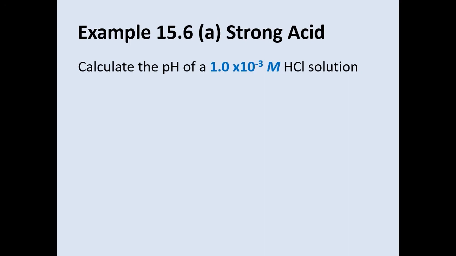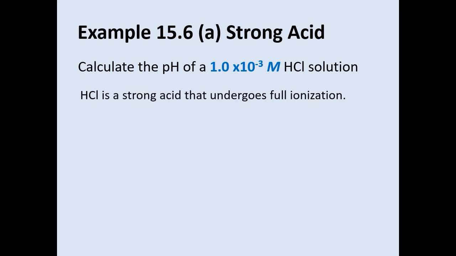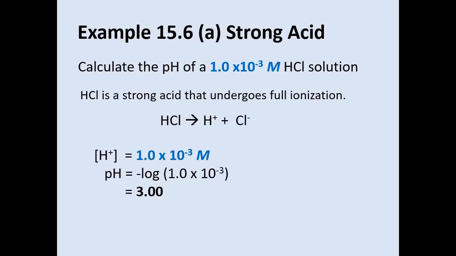For an example here, it says to calculate the pH of a 1 times 10 negative third molar HCl solution. Since we know that HCl is a strong acid, a strong monoprotic acid, it will dissociate completely and produce an equal amount of hydrogen. So in our solution, we will have 1 times 10 negative third molar of hydrogen ion. From there, we can find the pH easily because pH is the negative log of hydrogen ion concentration.